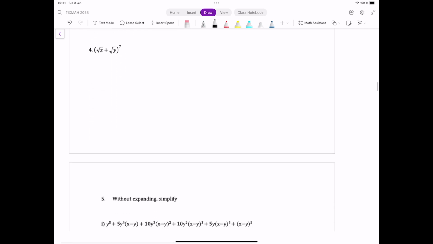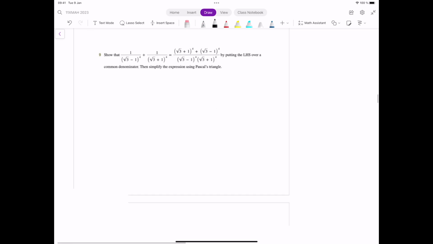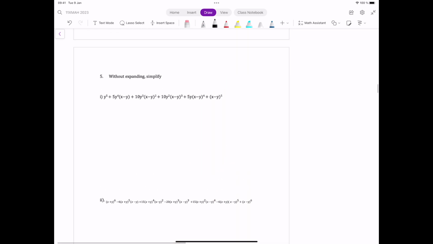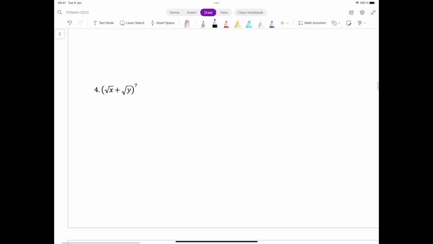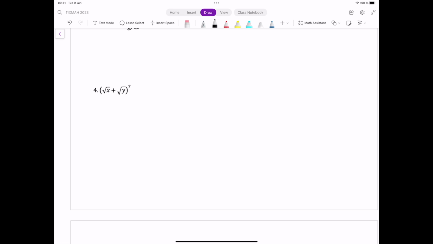Okay, root x plus root y. What else do I have to do? Quite a bit. Okay. Root x plus root y. We're going to write this, and this is going to take us quite a bit. We're going to write this as x to the power of a half plus y to the power of a half, to the power of 7.